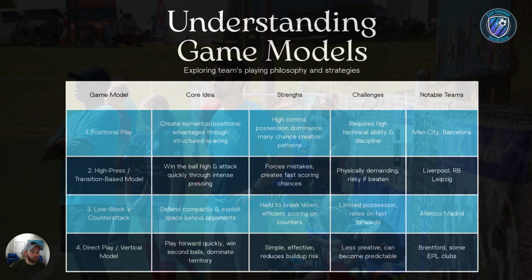So positional play. This is the old-fashioned European type model, as they say. This creates numerical and positional advantages through structured space. This is high control, dominant with possession, with many chance-creating patterns. This requires high technical ability and discipline from the players. Some of those teams using this are Manchester City and Barcelona, obviously among the elite. This requires each and every person on the field to play their position almost perfectly.